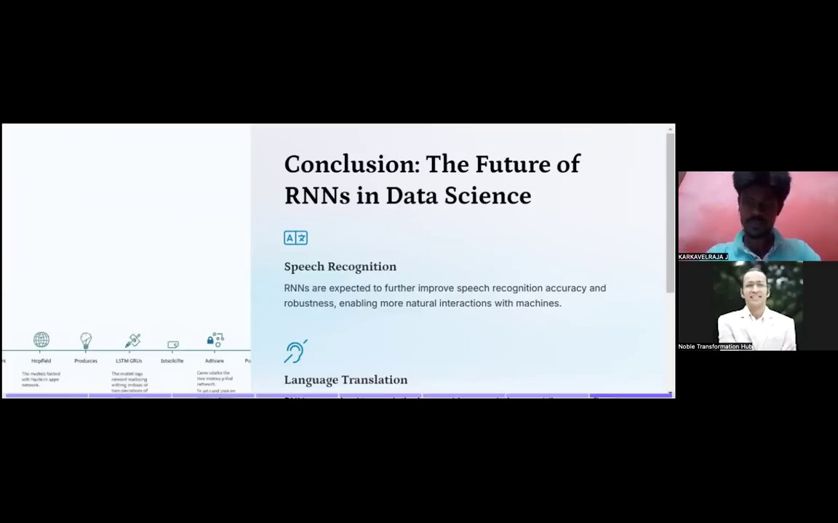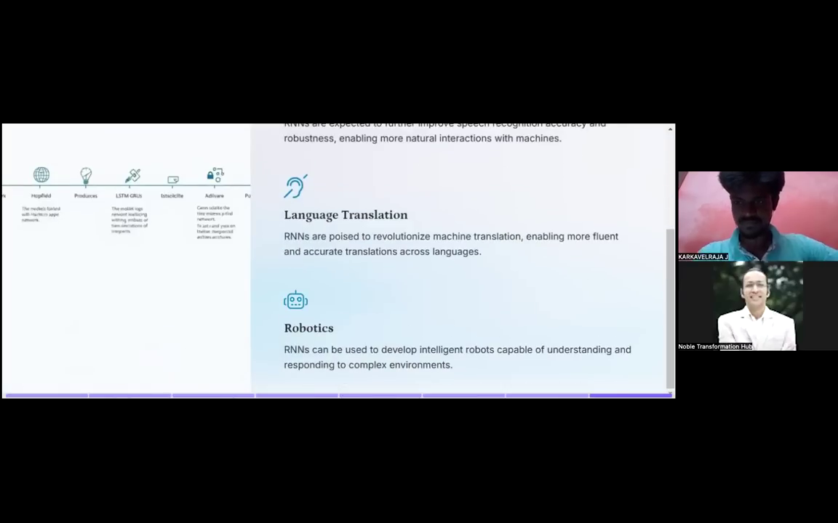Yes, so conclusion, the future of RNNs in data science and AIML. Speech recognition is expected to see further improvements in accuracy and robustness, enabling more natural interaction with machines. Then we have language translation. RNNs are poised to revolutionize machine translation, enabling more fluent and accurate translations across languages. You can see Siri and Alexa, how they are really working there.